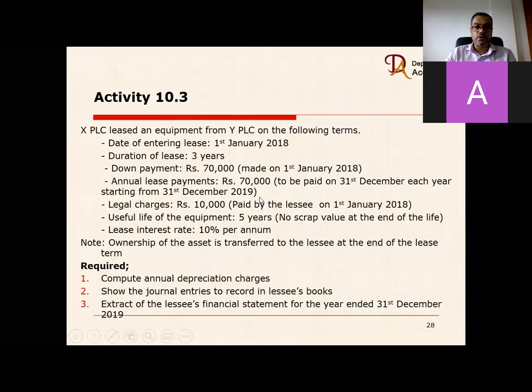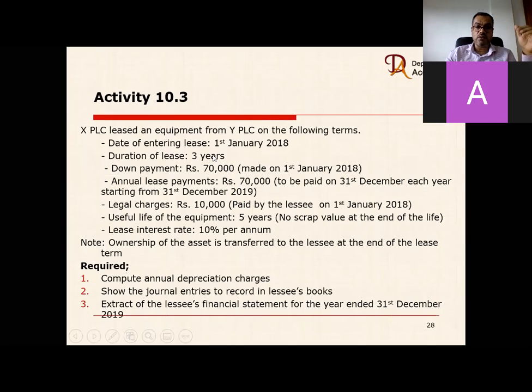Activity 10.3. What is special? The same structure follows. The lease agreement was signed on this date. Duration is 3 years. Down payment is 70,000. Annual lease payment is also 70,000, starting the payment from December 2019. Legal charges. When there are legal charges, that is a direct cost, so there is a possibility for us to add this to the cost. Useful life of the equipment is 5 years. So here there is a difference. Useful life 5, duration 3.